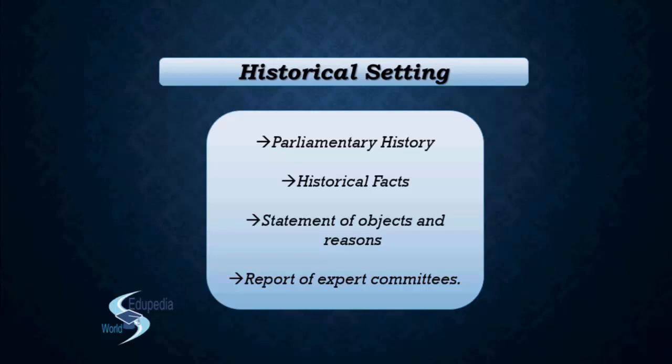Right? But if everything remains the same and the bill is adopted as it was, then we can rely on the statement of object and reason as well. And the last point that we have to refer to in the historical setting is the report of the expert committee. Now, do you understand the meaning of the report of the expert committee? Or do you know who the expert committee is basically?